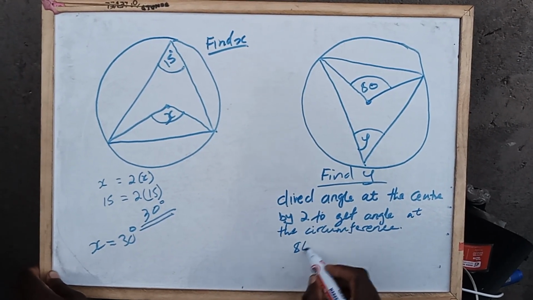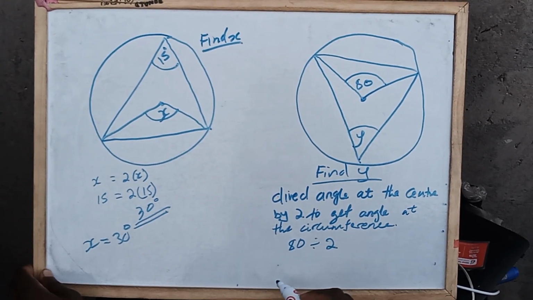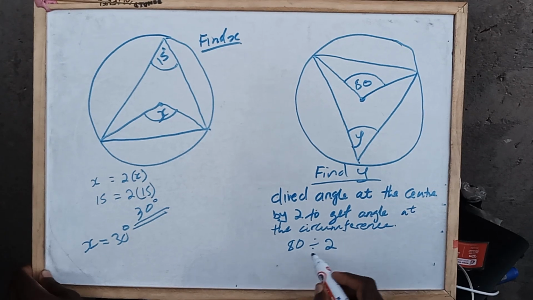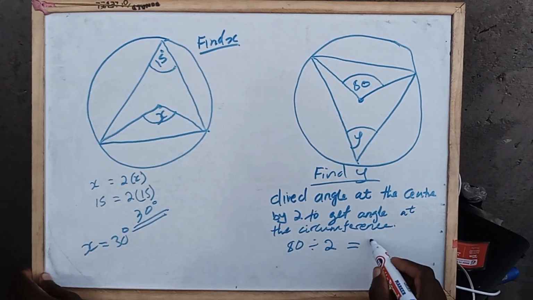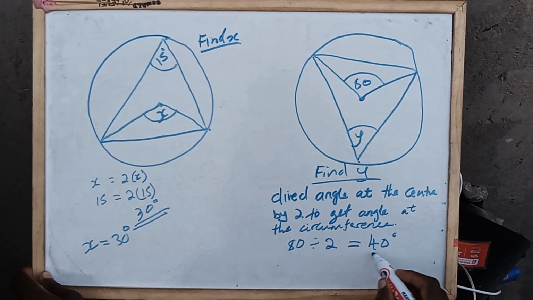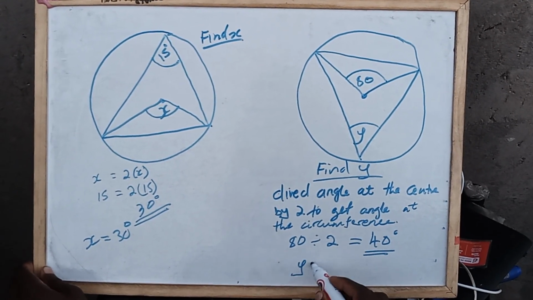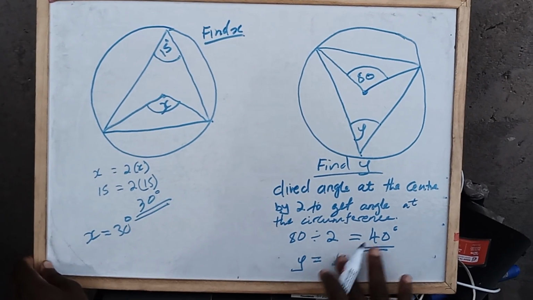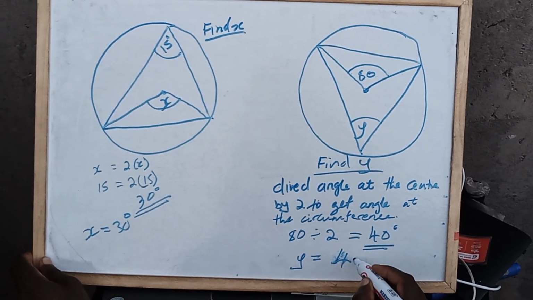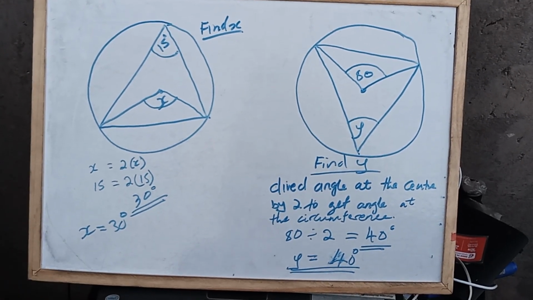So in this case, the angle at the center is 80, right? We need to divide that angle by 2. 80 divided by 2, the answer is 40 degrees. And that's the angle at the circumference. y is equal to 40 degrees. That's it.